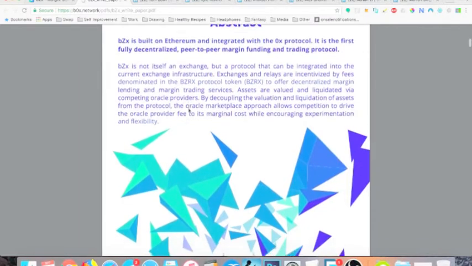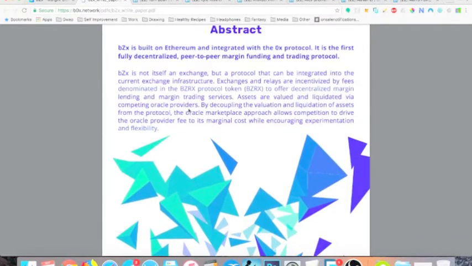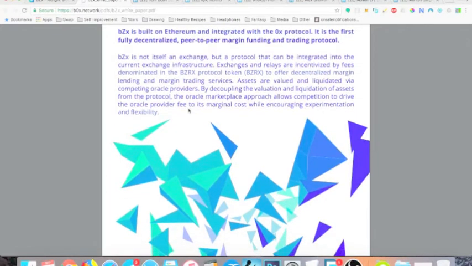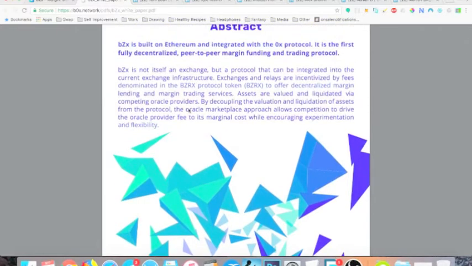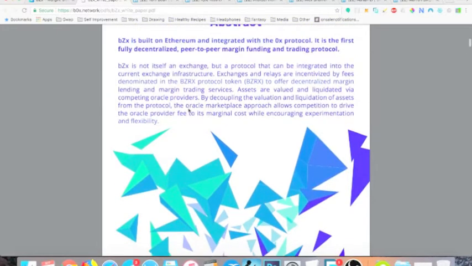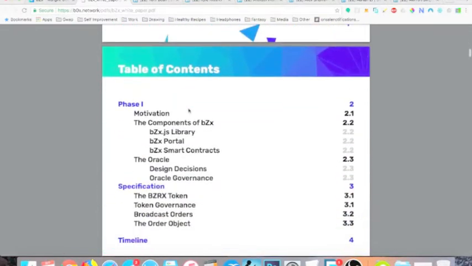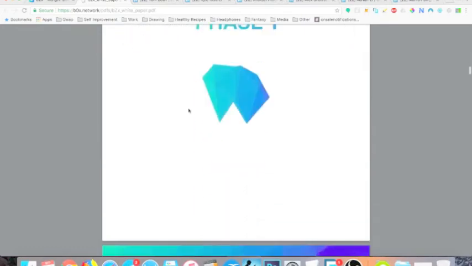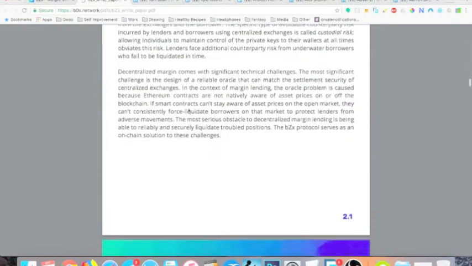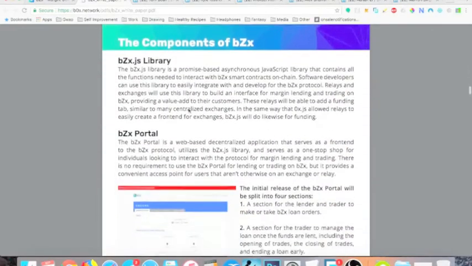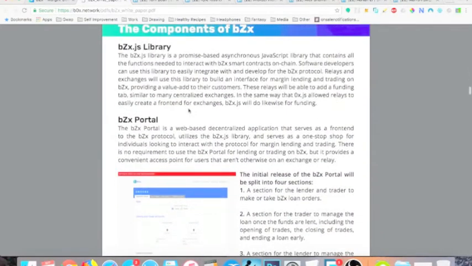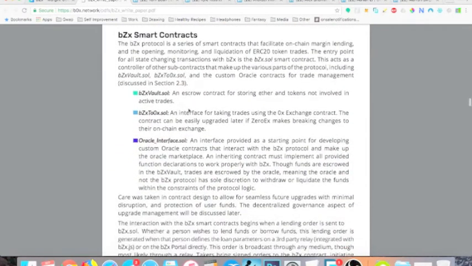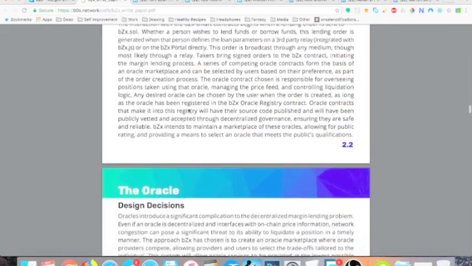B0x has a pretty straightforward and reasonably lengthed white paper. It's straight to the point. It explains what needs to be explained fairly straightforwardly. So here you go, 0x protocol, peer-to-peer margin funding and trading. And that's the basic gist of it. So they do go into a little bit of technical detail, and then they talk about their token and some of the motivations, talk about their library, all this good stuff. Tech's a little over my head, but it's clear that they've already put out a lot of good tech.